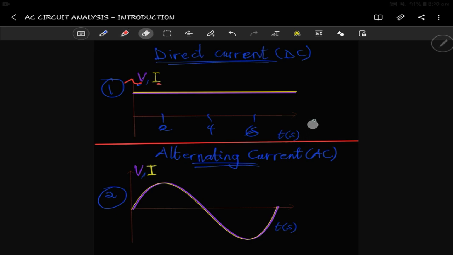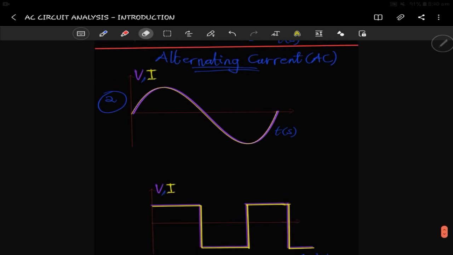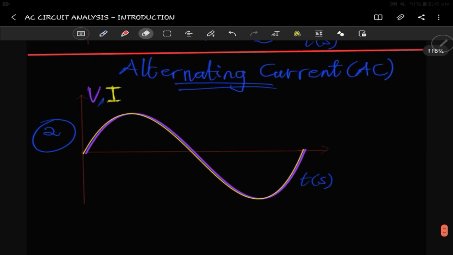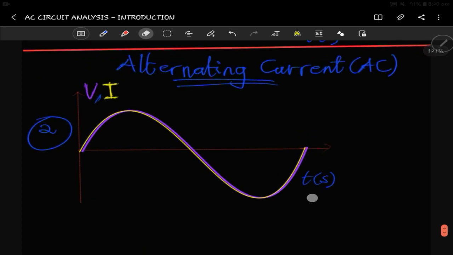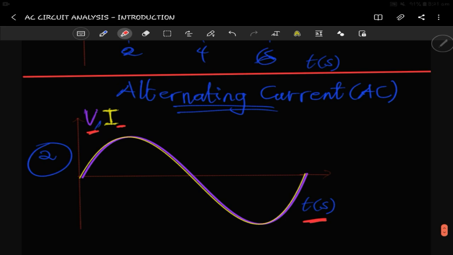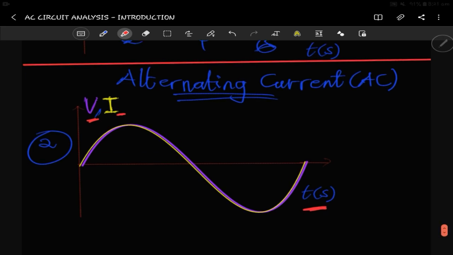But then what comes next is the alternating current. What we see about this is the same graph, so we have time here. We are checking the voltage and current as a function of time. The voltage is the purple line, and the current is the yellow line. Again, this is just 300, so that's why they are a bit apart. Appropriately, they should be together on the same line. But then there's also another case where they are not in line, which we'll talk about later.